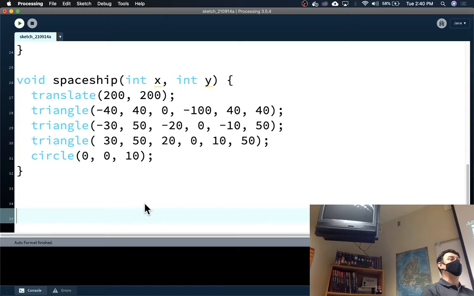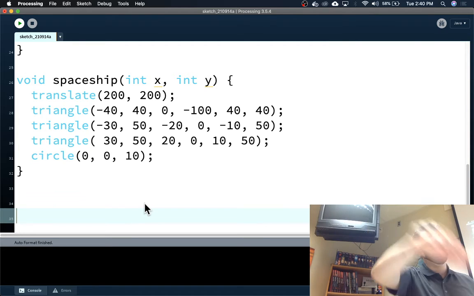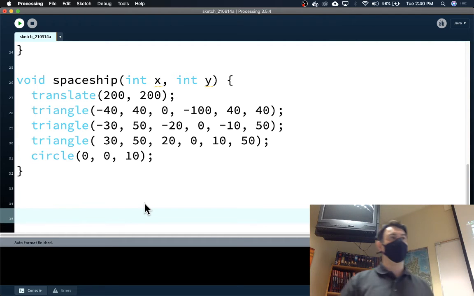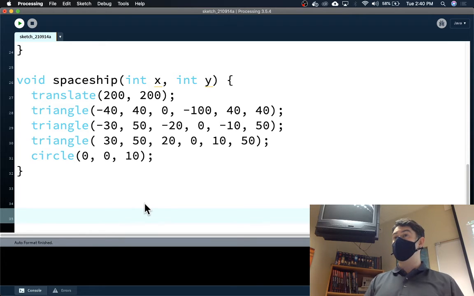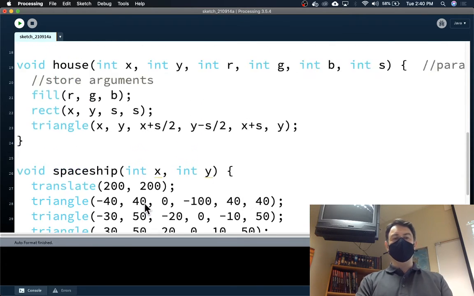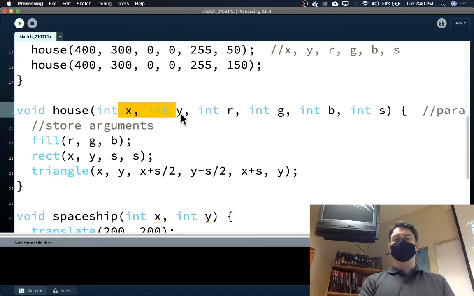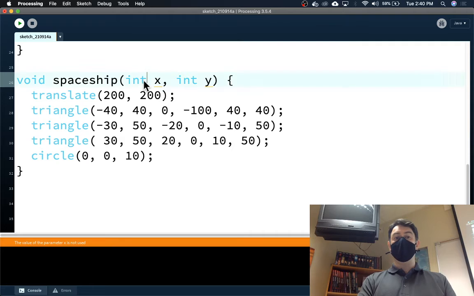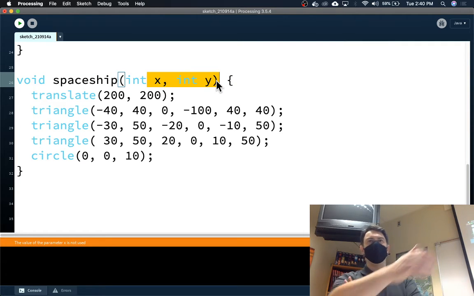Yeah, you're already anticipating a thought we're going to have. Taiki has noticed something really cool. He has noticed that my house has X and Y parameters, and my spaceship has X and Y parameters. And you might think, wait.